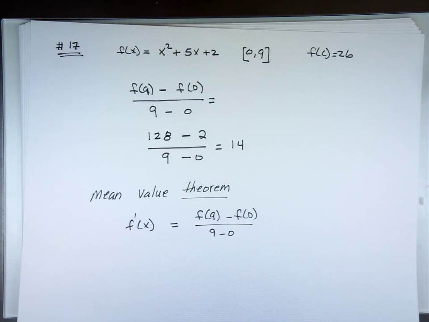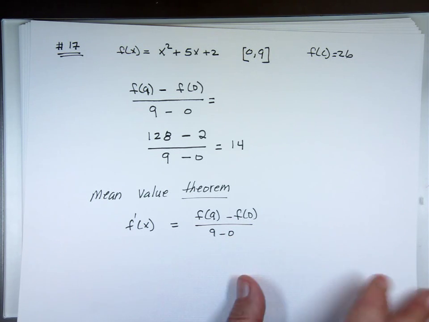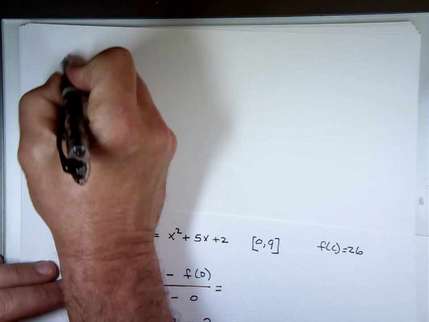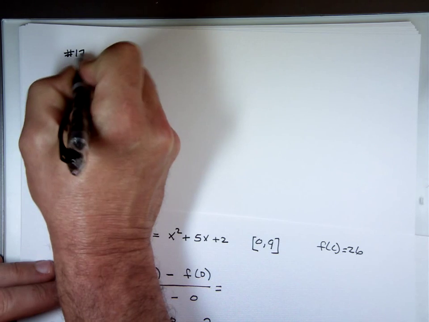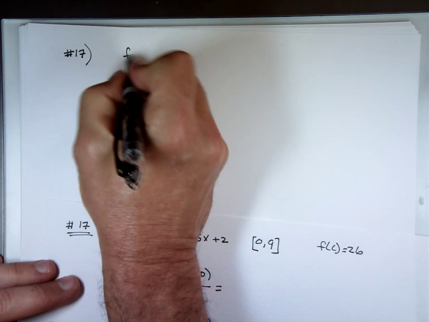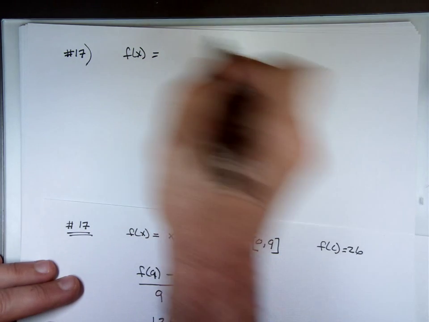F of c equals 26. So let me go back and rewrite that. Usually you see these in chapter 3.